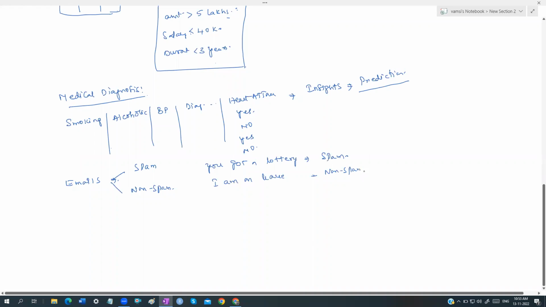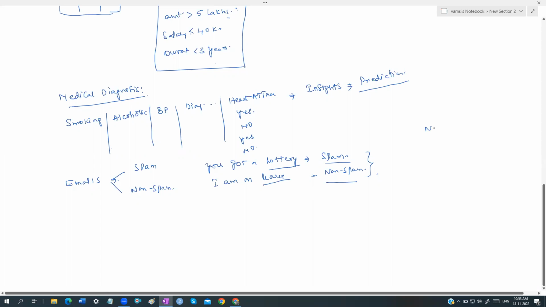But don't expect that with just one record of spam and one record of non-spam, machines can study. It requires a lot of data. You give so many spam emails and non-spam emails, and machines will automatically study them. We help the machines to study; they won't study automatically by themselves. So the machine will learn that if the word lottery is there, it is a spam. If I have a word like leave, it is a non-spam.